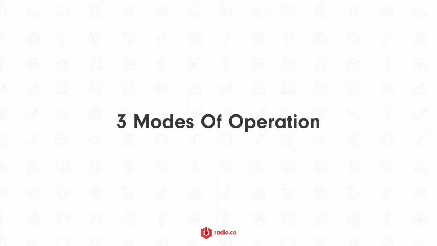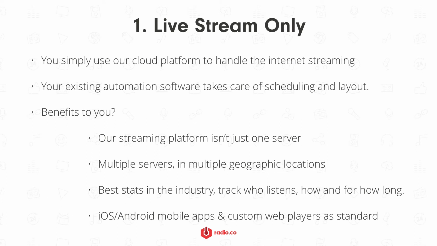So really there are three different modes of operation that you can use Radio.co when we're talking about keeping an existing FM setup going. Firstly, you can just use us for your live stream. Now, Radio.co is in itself a radio automation system, because you can upload files to it, you can schedule them to go out at different times of the day, create playlists, etc., just like you would do in your radio automation software that you've probably got running inside your studio.